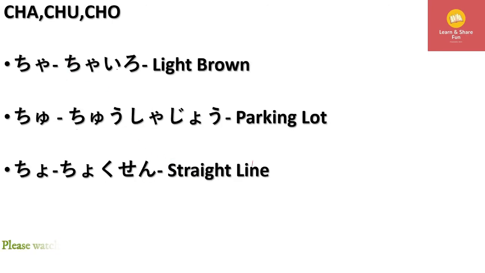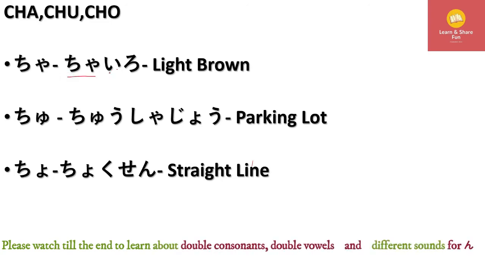Cha, chu, cho. Let us start from cha. A word with cha is cha, i, ro. Chairo. Chairo means light brown. Next, chu. A word with chu is chu, u, sha, jo, u. Chushajo. Chushajo means parking lot. Next, cho. A word with cho is cho, ku, se, n. Chokusen. Chokusen means straight line. Next.